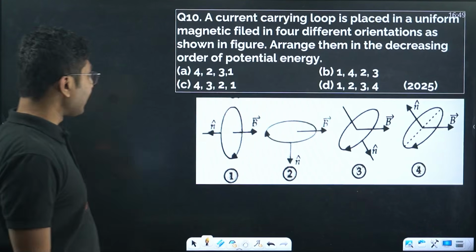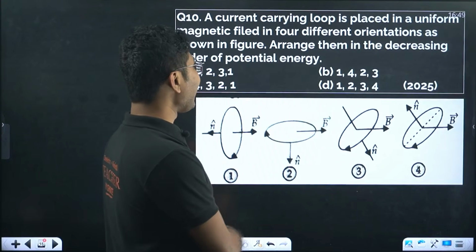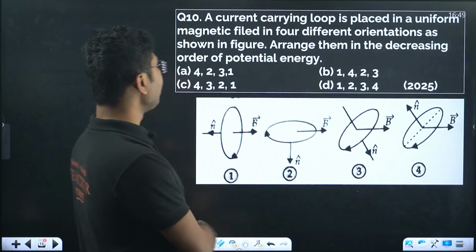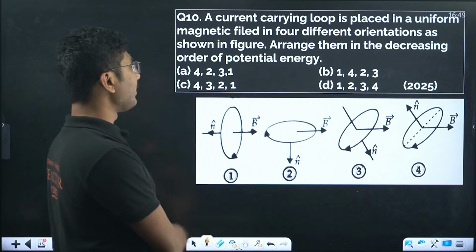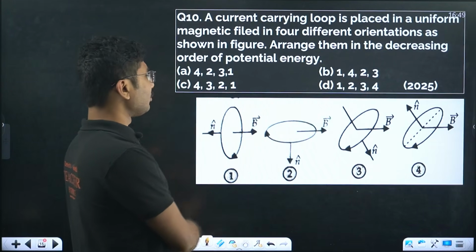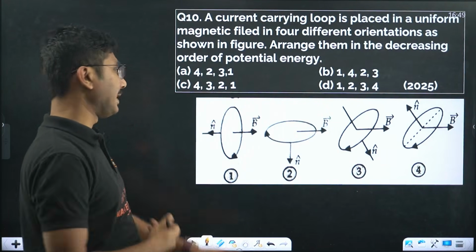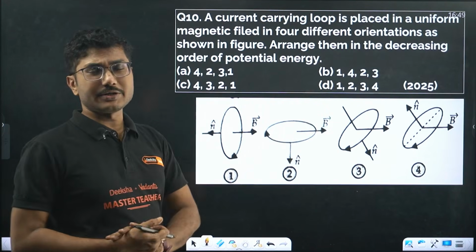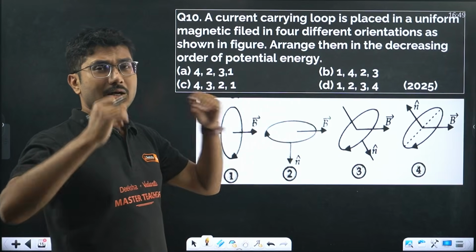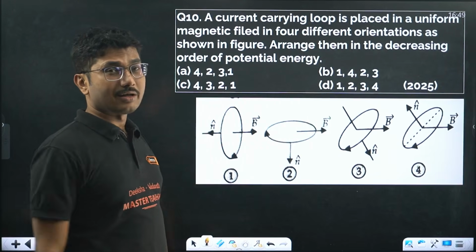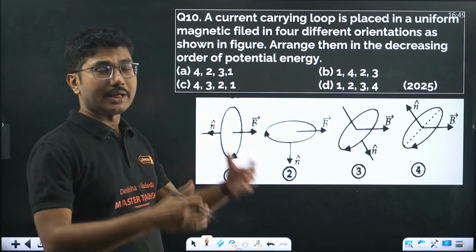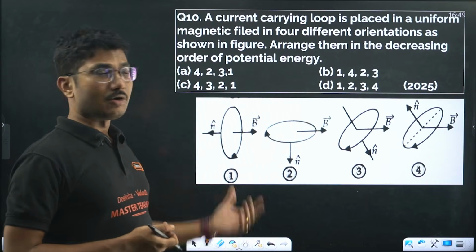Now let's move on to the next question. A current carrying loop is placed in a uniform magnetic field in 4 different orientations as shown in the figure. Arrange them in the decreasing order of potential energy. Again, a potential energy based question. Potential energy, torque, even Ampere circuital law, force acting on a wire, these are all very common in COMEDK.